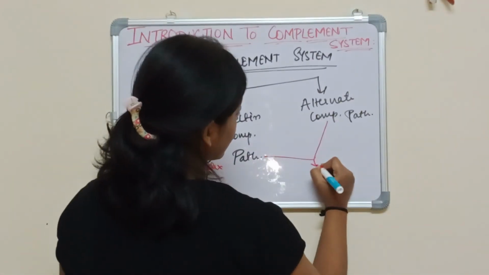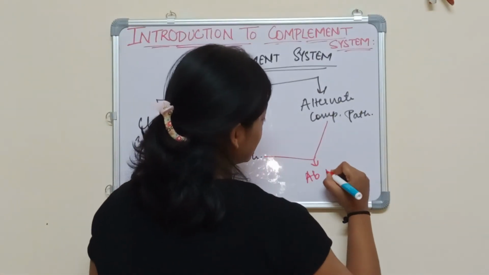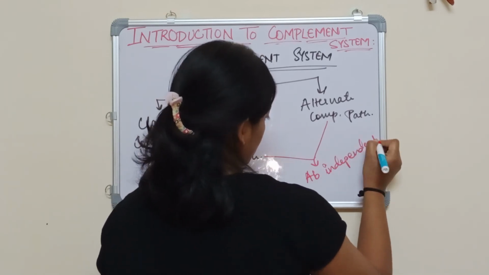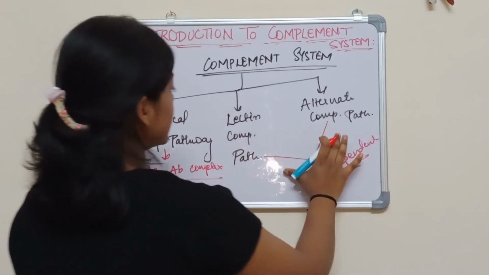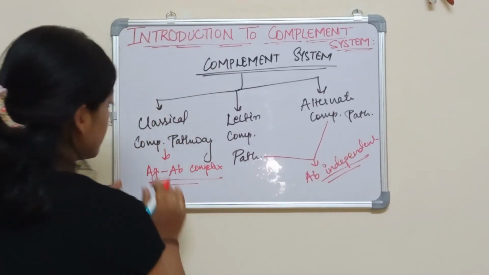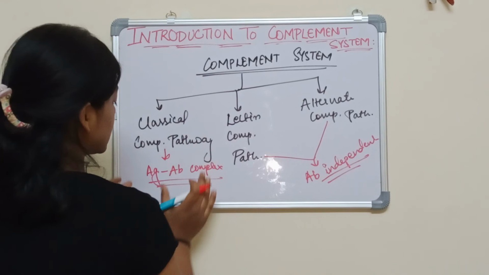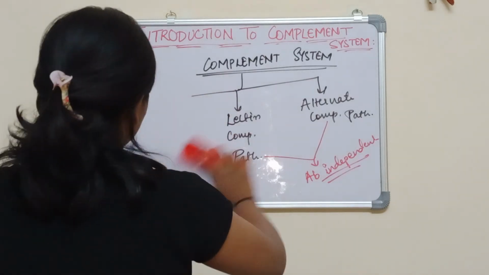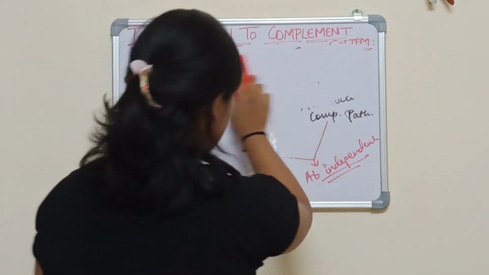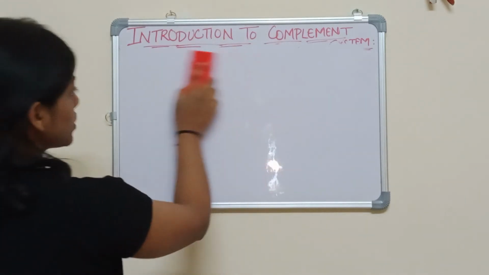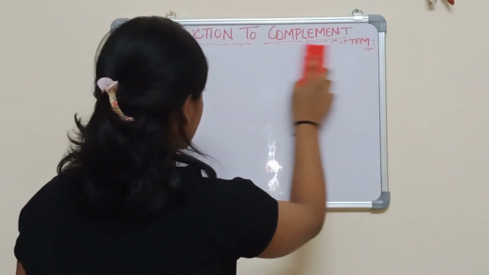These two are antibody independent pathways. They don't need the antigen antibody complex to get activated. Only the classical complement pathway needs antigen antibody complex to get activated. So this was the basics of the complement system. In the upcoming videos, we will see the detailed part of each one.